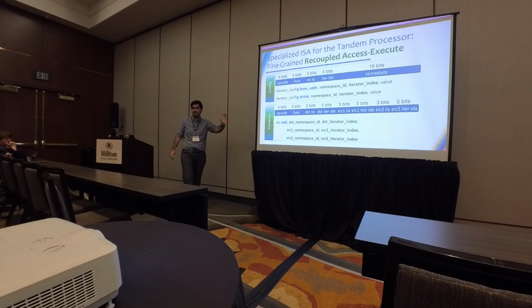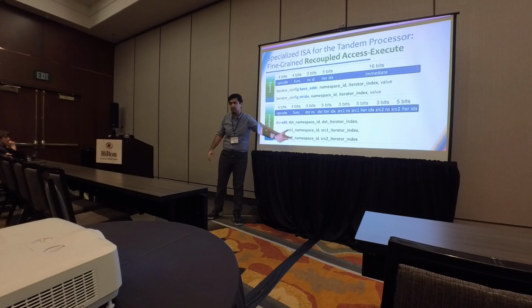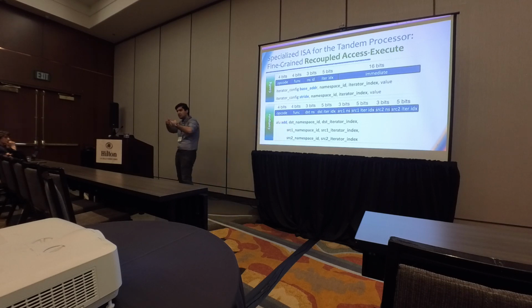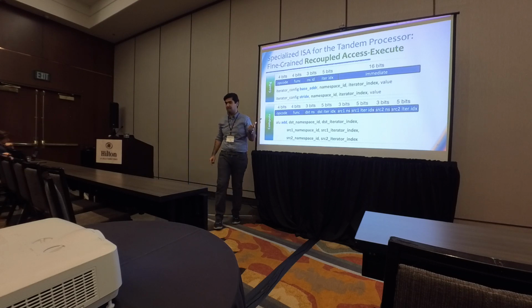In decoupled access execute, you have a processor that just does the access for you and gets the data, and you have the main processor that does the computation. The way that we design the ISA for the Tandem processor is that we are merging these two instructions into a single instruction. So in a single instruction, you get the data and also compute on the data. That's why we call it recoupled access execute.